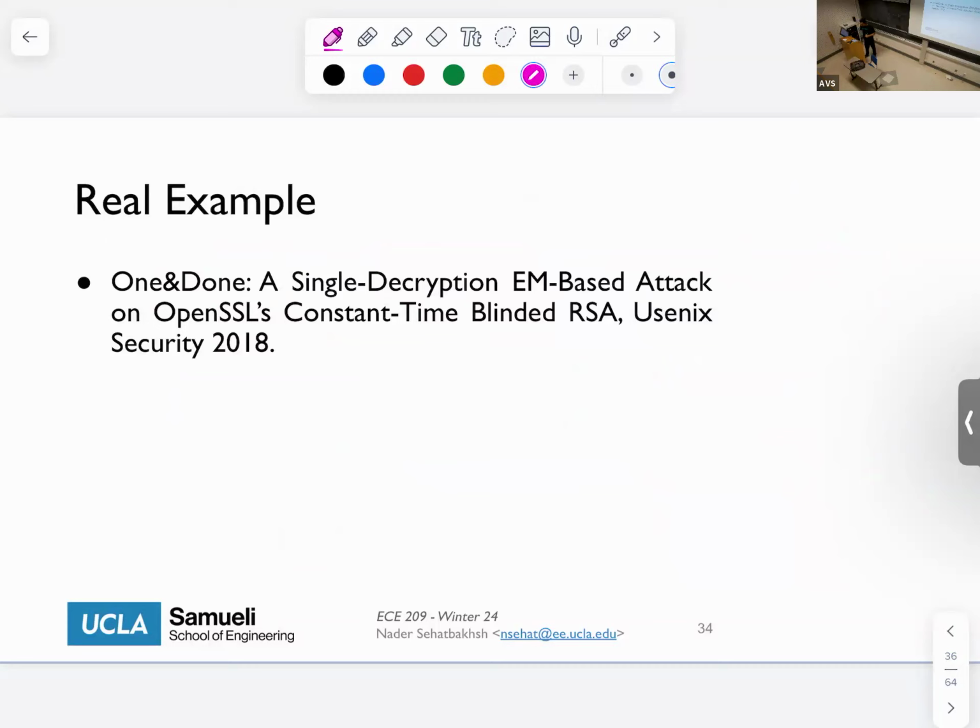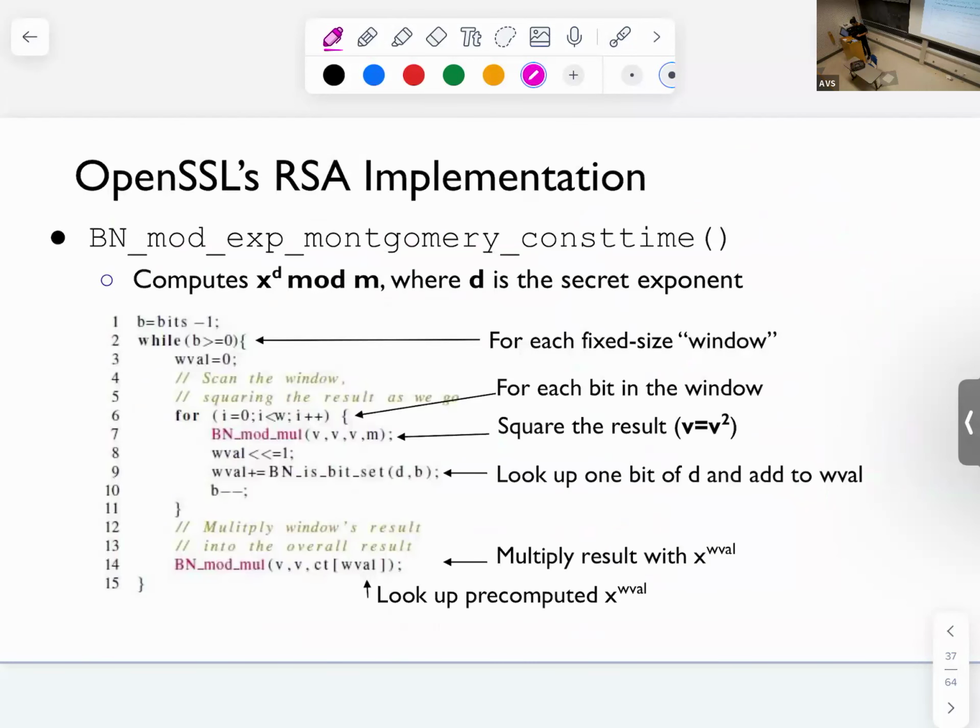Let me give you another example. This is called One and Done. This is an attack on the RSA algorithm. So the idea of the attack is this, okay? There's, again, an RSA blinded Montgomery constant time multiplication. And the way it works is, it basically works on windows of data, okay?